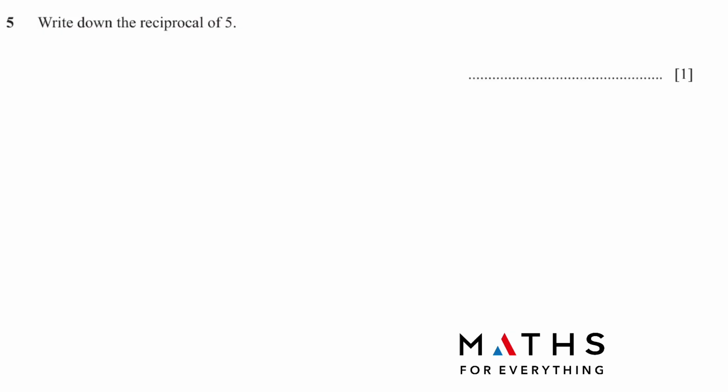Question number 5. Write down the reciprocal of 5. Reciprocal means we just flip the number if there's a fraction. If there's no number, it means there's a 1 down. So the reciprocal of 5 is 1 over 5. Suppose you had 5 over 2. What is the reciprocal going to be? 2 over 5.